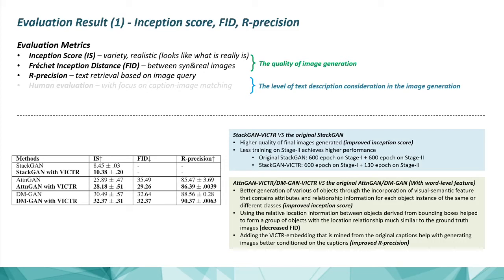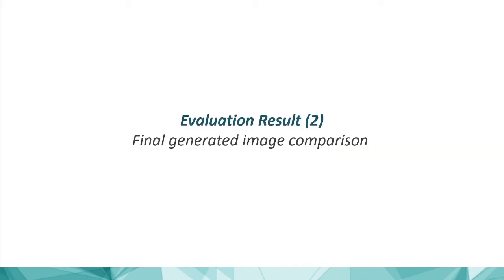Moreover, VICTR was extracted from the original text and aligned with the lingual semantics and visual semantics in the image captions. It helps the model to generate images which are better aligned with the textual captions and leads to the increase of R precision. Okay, now let's move on to the final generated image comparison.